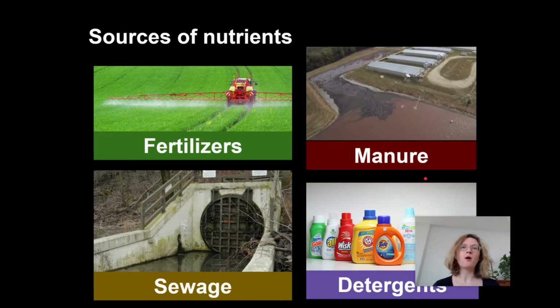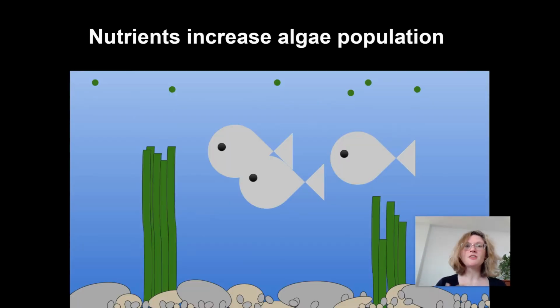Let's start by talking about where these nutrients come from. Nutrients can come from fertilizers that farmers apply to their crops. It can come from manure from animal agriculture operations. It can come from human sewage, and it can come from detergents because detergents contain phosphorus, which is a nutrient that plants need. When these nutrients make their way into a body of water, they fertilize the algae population so that the algae population grows in size.